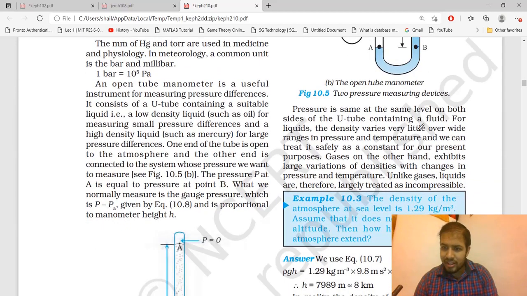Pressure is the same at the same level on both sides of a U-tube containing a fluid. For liquids, the density varies very little over a wide range of pressure and temperature, and we can treat it safely as a constant for our present purpose. Gases, on the other hand, exhibit large variation of densities with changes in pressure and temperature. Unlike gases, liquids are therefore largely treated as incompressible.